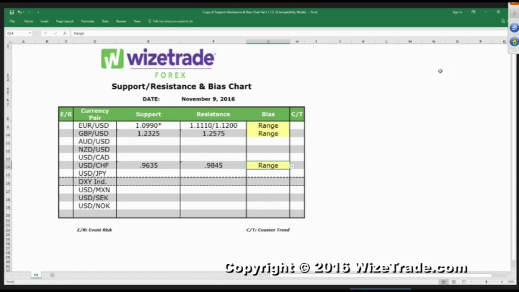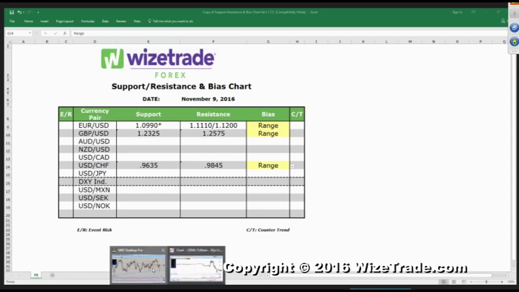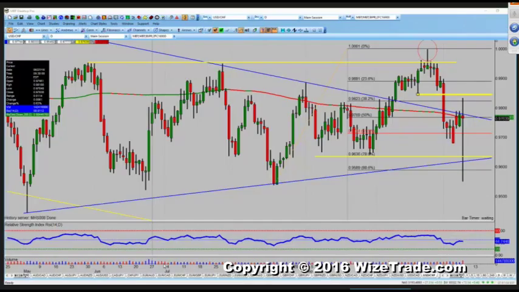All right, let's take a look at the dollar yen.